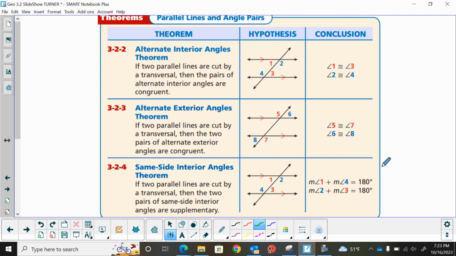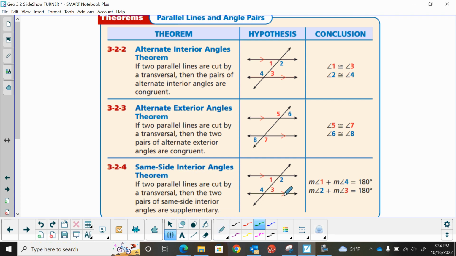Now the last pair are same side interior, and these ones are different. So we've kind of been having a trend here of angles being congruent, but same side interior angles are different. So this theorem states that if two parallel lines are cut by a transversal, then the two pairs of same side interior angles are supplementary.